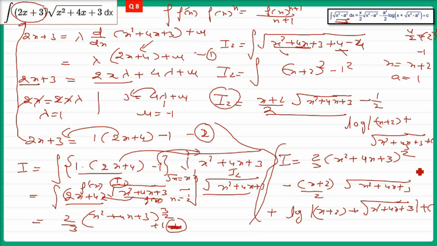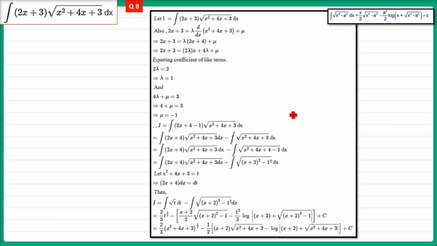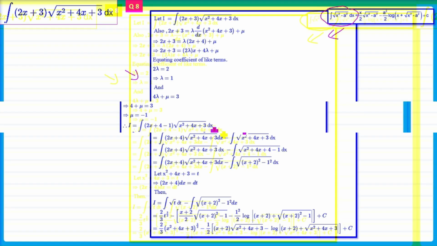And there is one thing: I2 is actually under root x plus 2 whole square minus 1 square. Please remember that. So this is what the whole idea is. I hope you'll be able to do this. Now in this, you have encountered under root x square minus a square, so the formula has to be learned by heart, because it will be used all through this exercise.